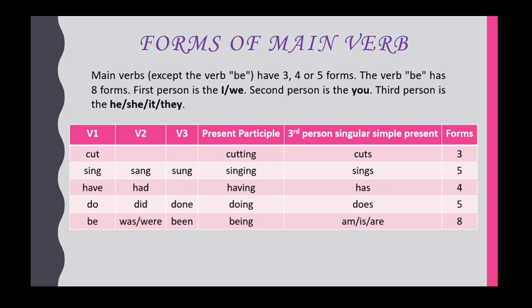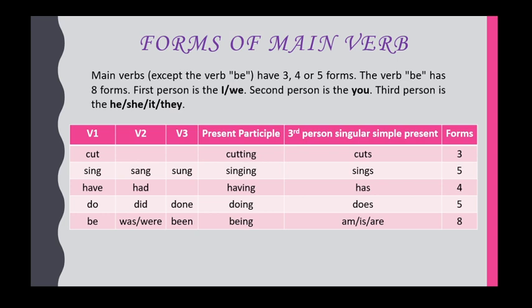Okay, next goes do. The main verb over here is do. It will be changed to the second form of the verb as did. It will be changed to the third form of the verb as done. It will be changed to the present participle as doing, and in the singular simple present it will be does. So in total for the verb do we are having 5 forms.